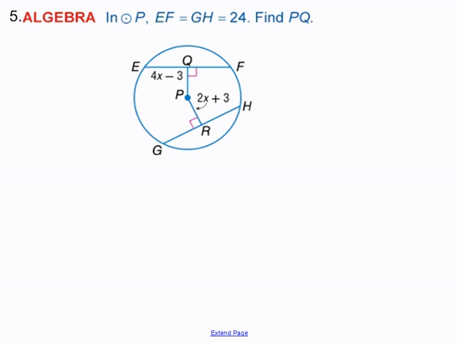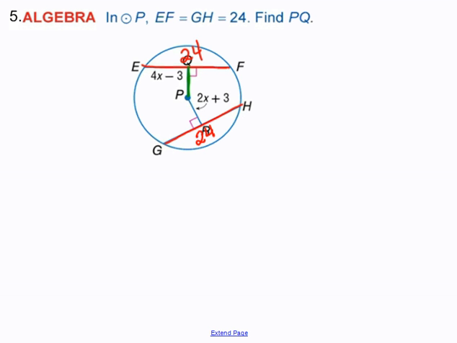All right, so now we're ramping it up a little bit. In circle P, EF equals GH. It tells us that these two are congruent, and it also tells us that GH is 24. So if this is 24, so is this one. Now they want us to find PQ, which is this length right here.